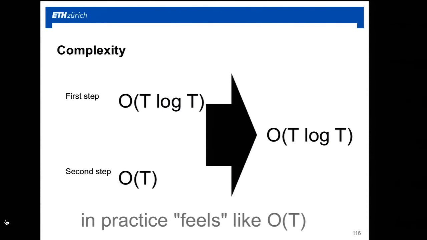But in practice, it feels like O of T for a very simple reason: this involves accessing the disk a lot, and this is extremely slow. So here we have an enormous constant, compared to here, where we have a smaller constant. If you have something linear with a very big constant and something in n log n with a smaller constant, in practice what dominates is O of T. So it still feels like it's linear in practice. But a theoretical computer scientist would jump and tell you, no, that's T log T, because that's the theoretical complexity.